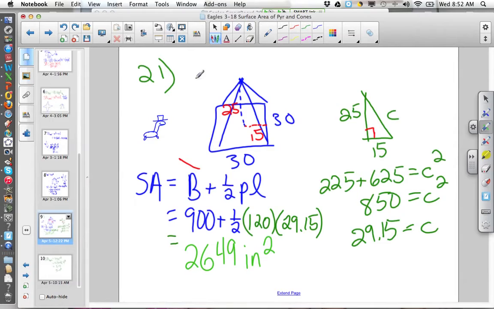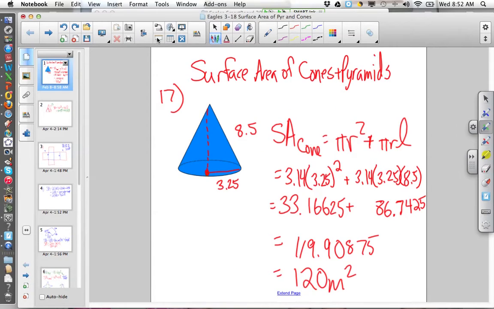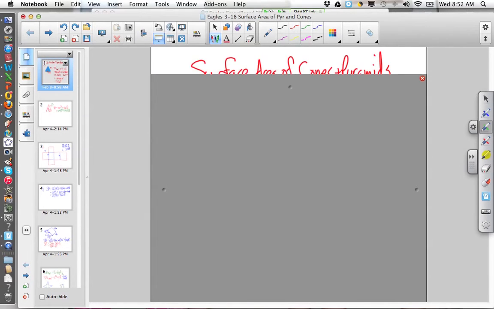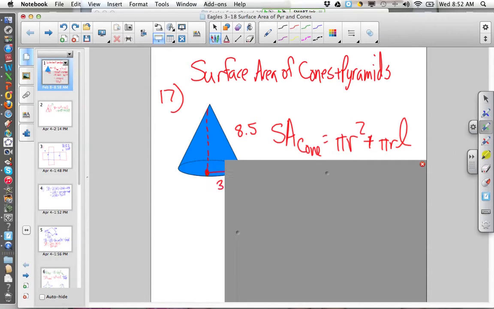Okay, now let's look at an example of a cone. Okay, so problem 17 is a good example of a cone. We start with the formula. In this problem 17, they give us the radius, they give us the slant height, so it's a little bit easier than that last problem that we did. In a cone, there's only one circle, so instead of 2 pi r squared, it's just pi r squared.